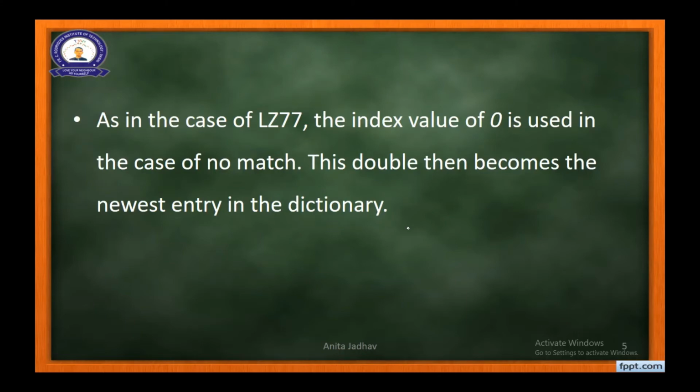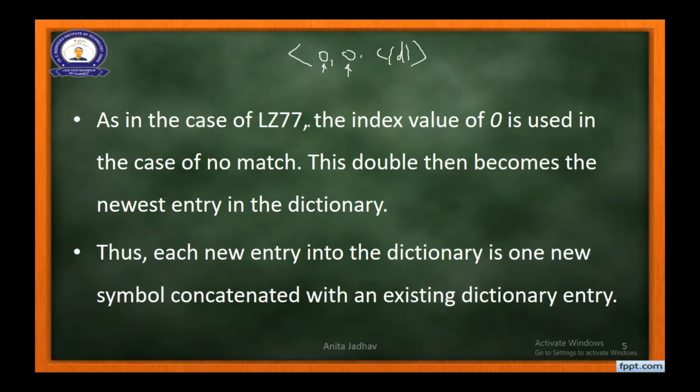As in the case of LZ77, the index value of 0 is used in case of no match. If you remember, in the LZ77 example we saw, if I didn't find a match, I used to write 0 here. So 0 indicates the offset and the length of the match was 0. That means we don't have any match, and then you used to have a new code word for which you could not find a match. The same case will happen in LZ78 also. If you don't find any match, you will indicate it with 0, and this entry will be a new entry in the dictionary.